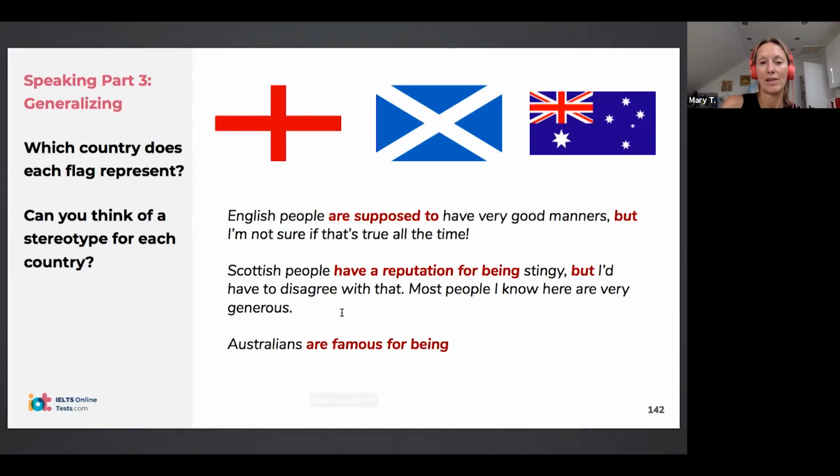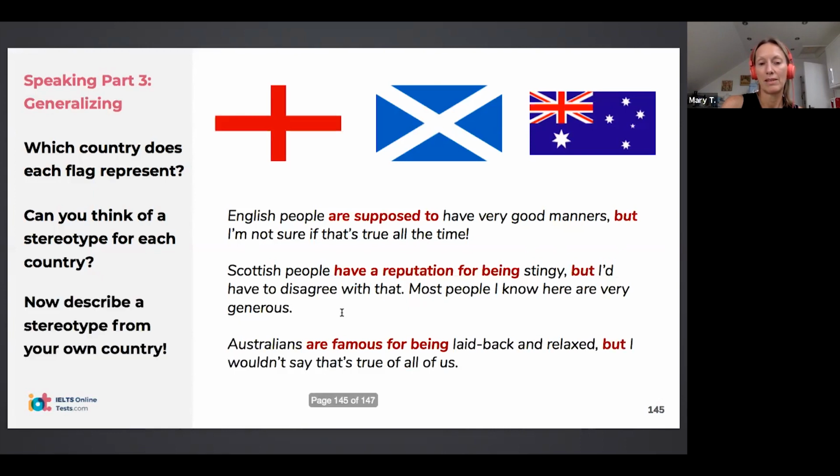And Australians are famous for being... Okay, so that's another way of saying have a reputation for being, and are supposed to be. Famous for being laid back and relaxed. Do you know this expression, laid back? What does that mean? Lazy? Actually, it has quite a positive connotation. Lazy is quite negative. Laid back is similar to relaxed. No rush. Yeah, easy going. Good-natured. That's right. Calm. Yeah. But I wouldn't say that's true of all of us.